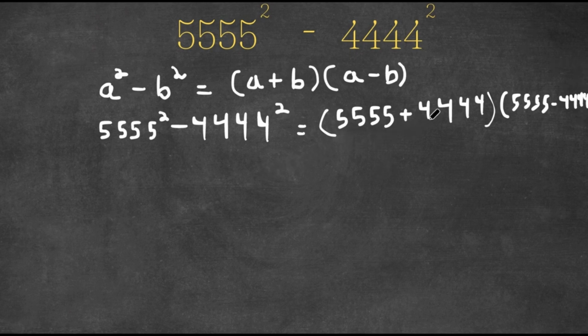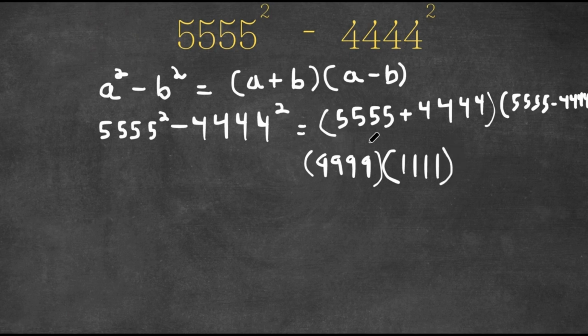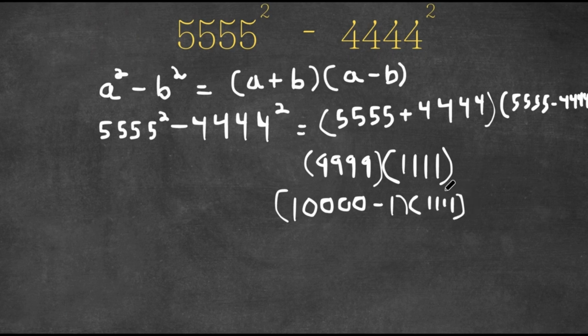So now 5,555 plus 4,444, that is simply 9,999. So we have this times 5,555 minus 4,444 is 1,111. Now 9,999 is the same thing as 10,000 minus 1. So now we have 10,000 minus 1 times 1,111. And now, using the distributive property, we can distribute the 1,111 to both terms.